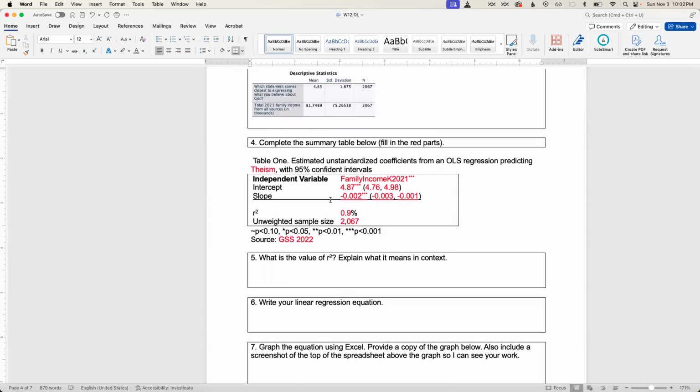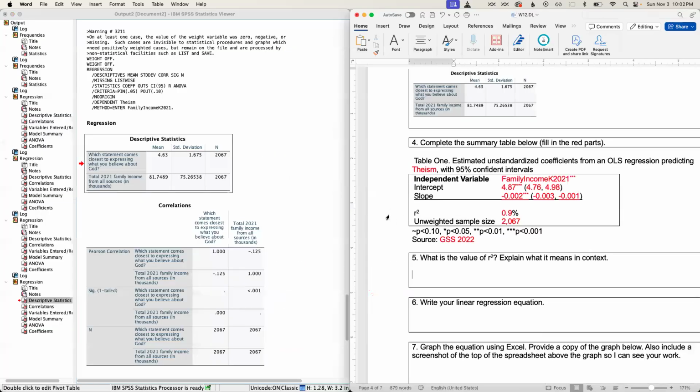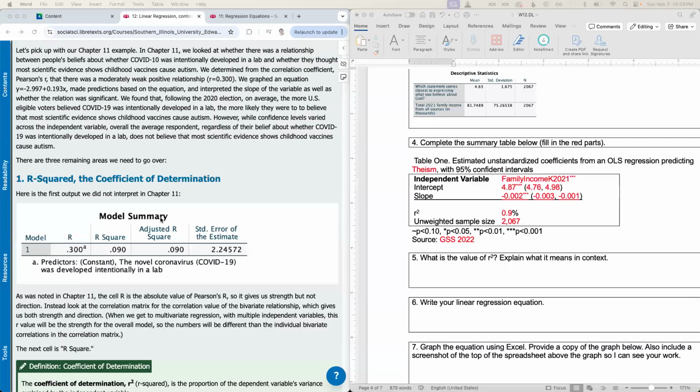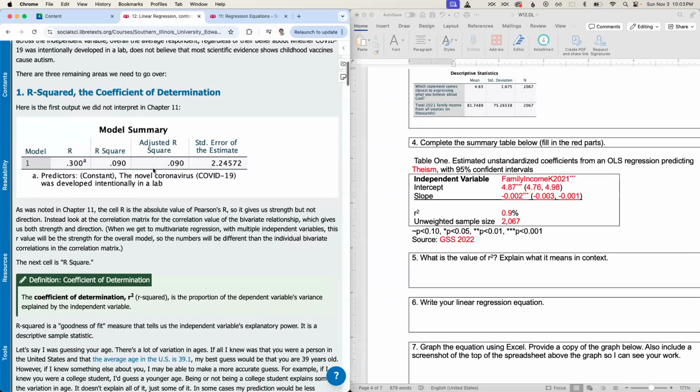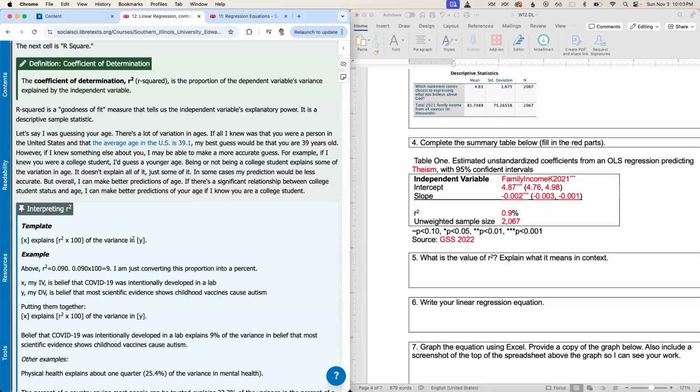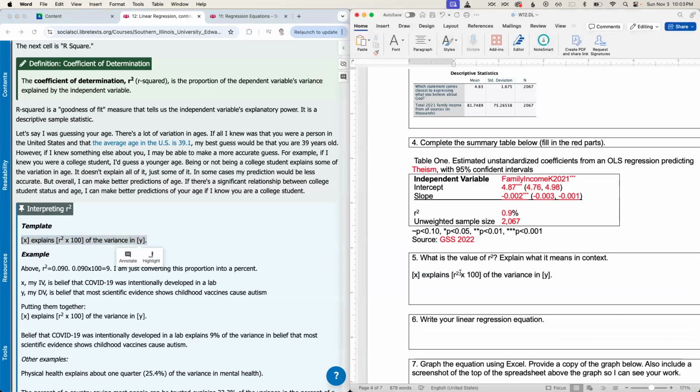So now that we have our summary table, we're going to start to explain it. So first it says, what is the value of R squared? So I'm going to go to the textbook and I'm going to go to this template. I'm going to literally use this template. So family income explains 0.9% of the variance in theism.